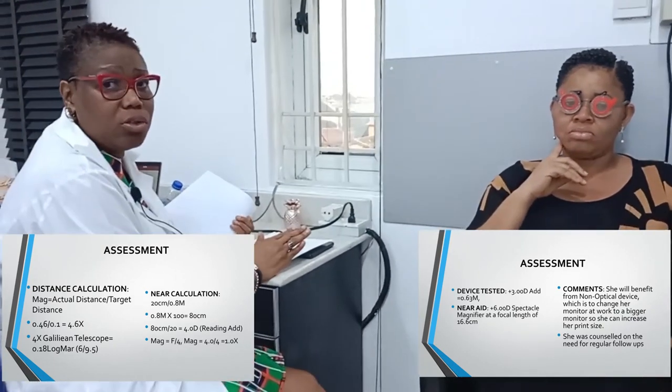For her distance correction, with a Galilean telescope, 4x magnification, she'll be able to see 0.18 logMAR, but she has been advised that she can only use it when she's trying to view a distant object while at a stationary position because she cannot move around with it. Only if there's need for her to look at something at distance, then she can bring it out and look at it. But she has made it clear to us that her pressing need at this point is her near correction so that she can be able to walk very well.